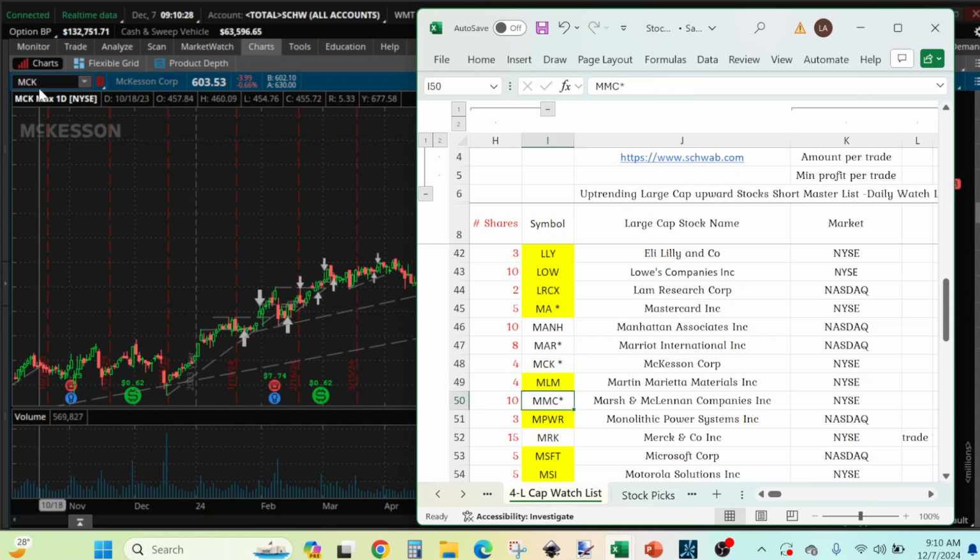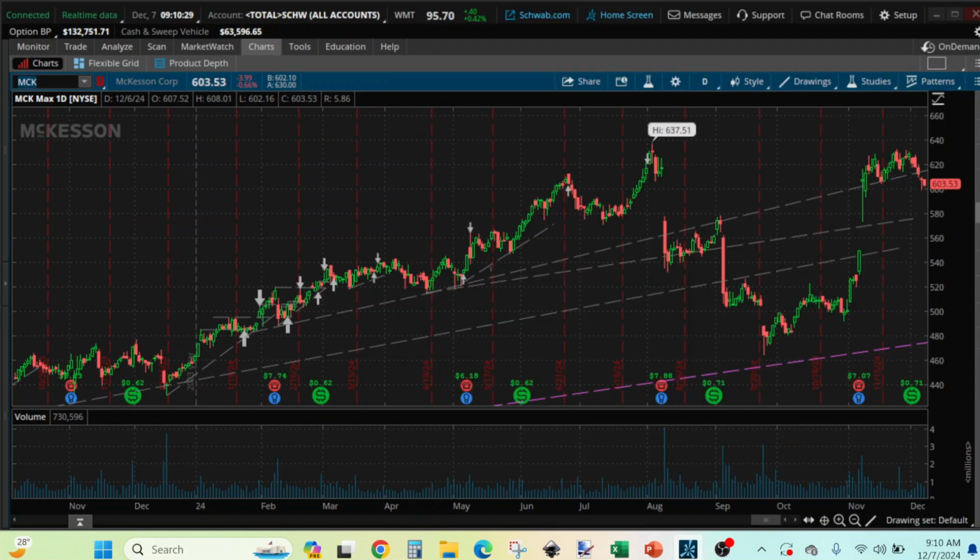MMC. MMC is coming to that purple line. If it gets to it, and starts going up, we will be able to buy. So we are going to leave it alone for now.